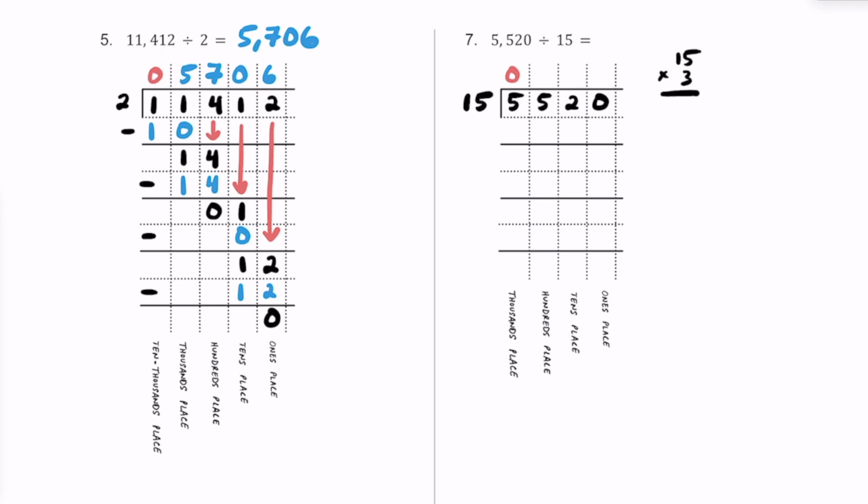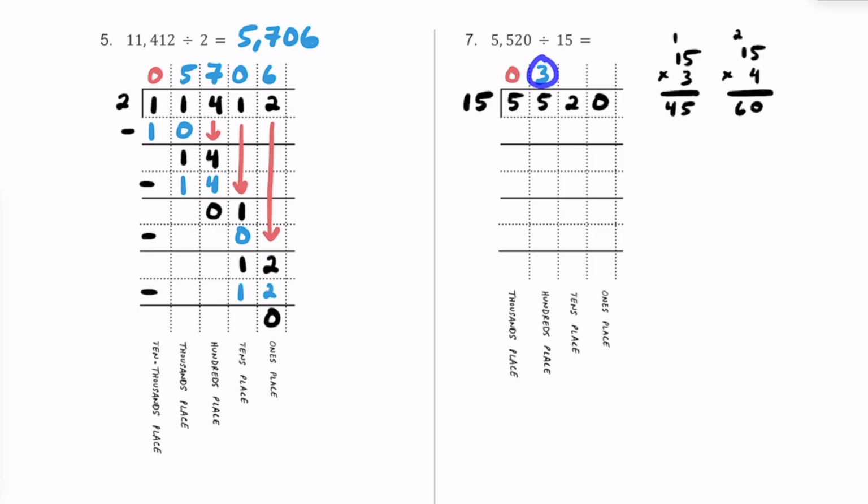So 15 times 3 is going to be, I think that's going to be a 5, carry the 1, that's going to be 45. So that looks pretty promising. Let's just try 4 to make sure. So 15 times 4, well, 5 times 4 is 20, carry the 2. Then 4 times 1 is 4 plus 2 is 6, so 60. So that's too much. So we're going to go with 3 here. All right, put a 3 up top.